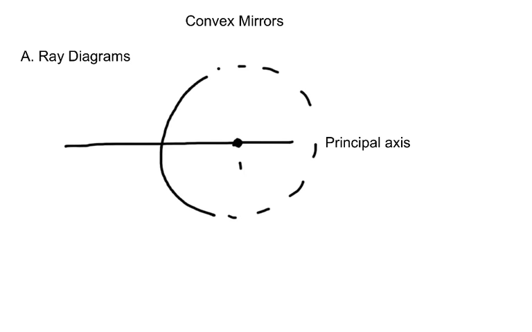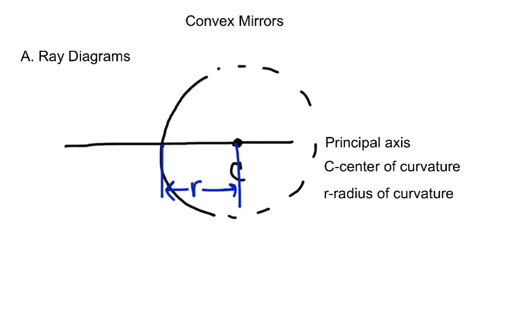And we would give a letter C there for the center of curvature. And from the center of curvature to the outside of the mirror is the radius of curvature, what I'm calling small r. Halfway from the center of curvature to the outside of the mirror is the focal point. And the distance from the focal point to the outside of the mirror, that's the focal length, or small f here.